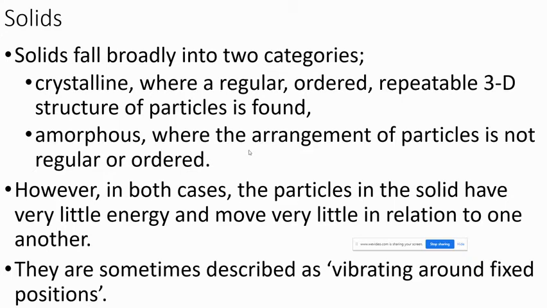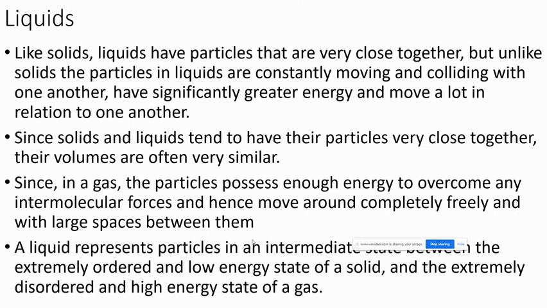And then we have amorphous solids, so wax, tar, glass, all of these are amorphous solids. They don't have that rigid structure, and so over time they're able to move. But they're still considered solid because they still have a fixed volume and a fixed shape. They have very little energy compared to one another, and then they vibrate in those fixed positions.